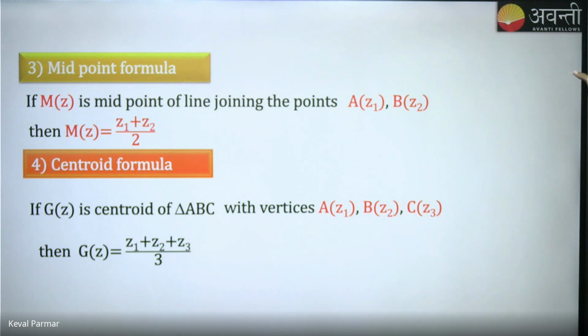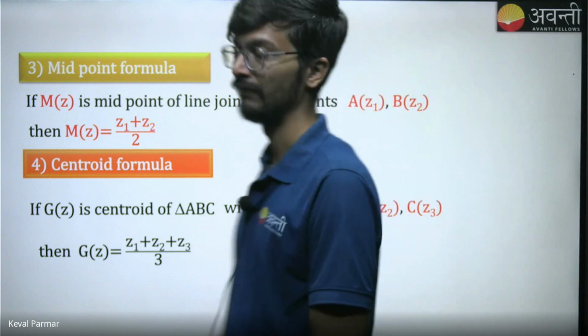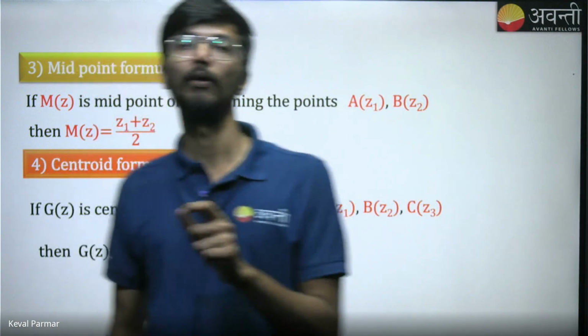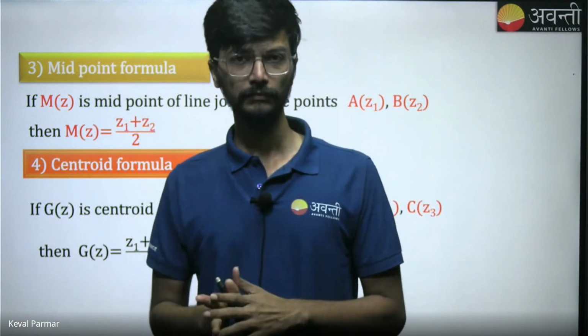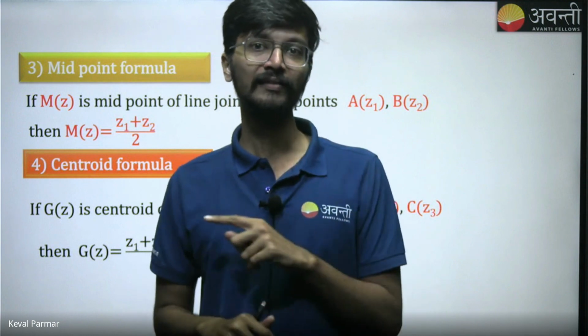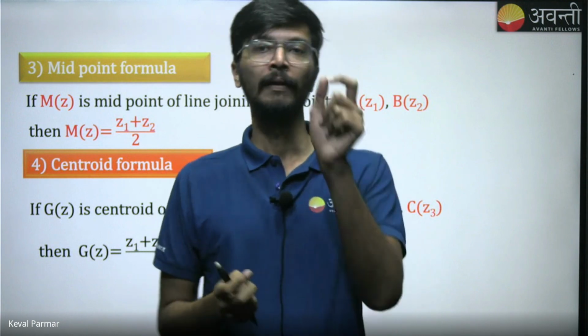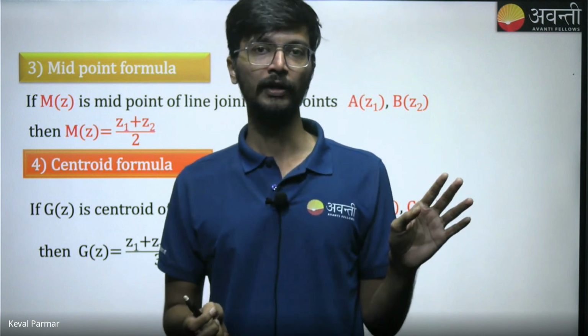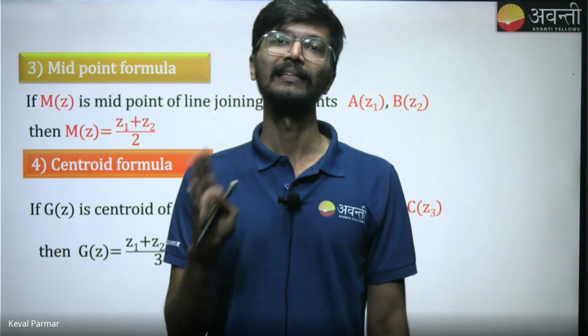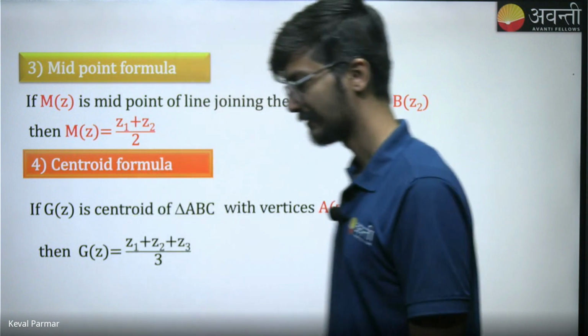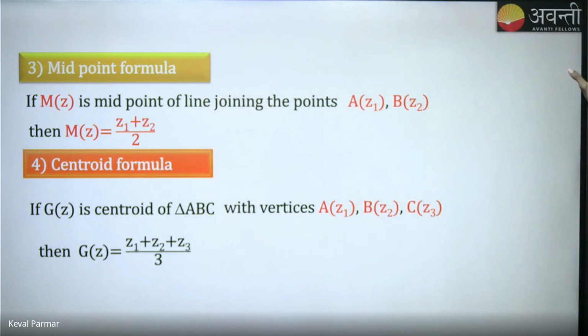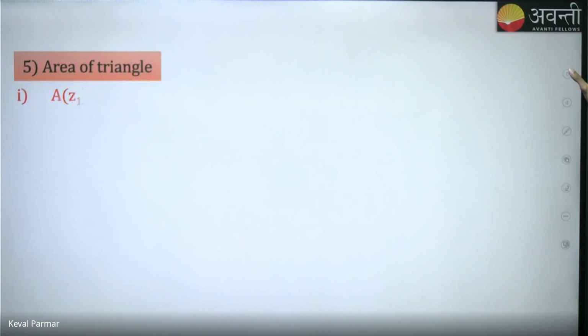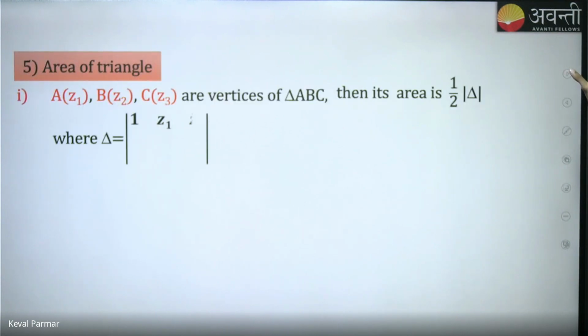I hope you are able to relate it, right? z1, z2, z3 correspond to points on the Argand plane. So if z1, z2, z3 are 3 points, that is basically x1, y1 corresponding to z1, x2, y2 corresponding to z2, x3, y3 corresponding to z3. Area of the triangle. What is the area? You can see this. It is similar to the formula.